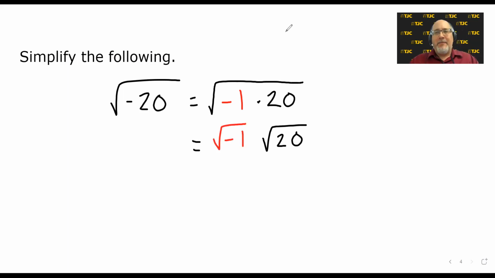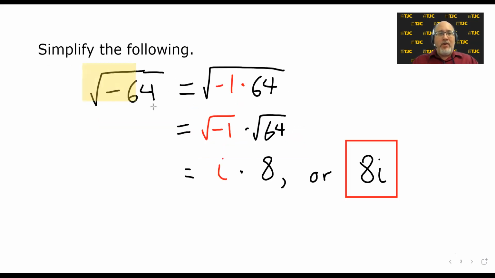But let's be honest, this move is fairly predictable. So there's no reason why I can't just go from the problem to this line without having to pause and say, well, negative 1 times 20 under the square root and then split it. So in practice, it's probably a good idea to go from the square root directly to here without the small step in between. We could have done it back here as well. We could have gone directly from the square root of negative 64 to the square root of negative 1 times the square root of 64. We'll do that in the next example.